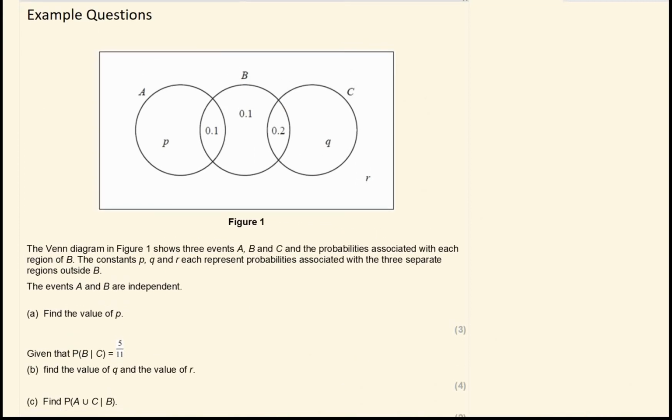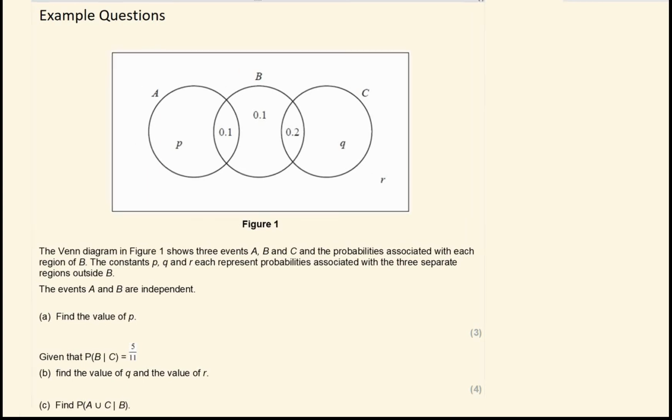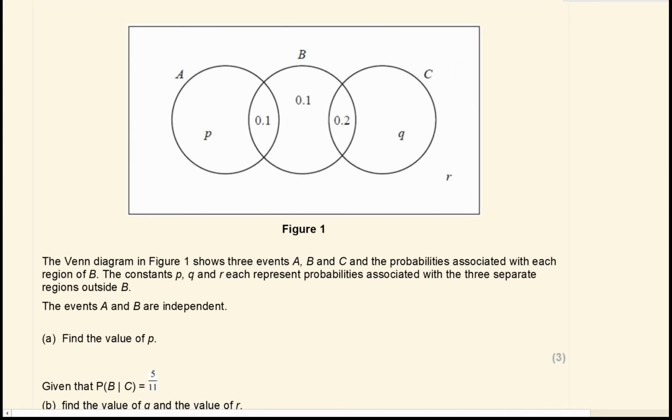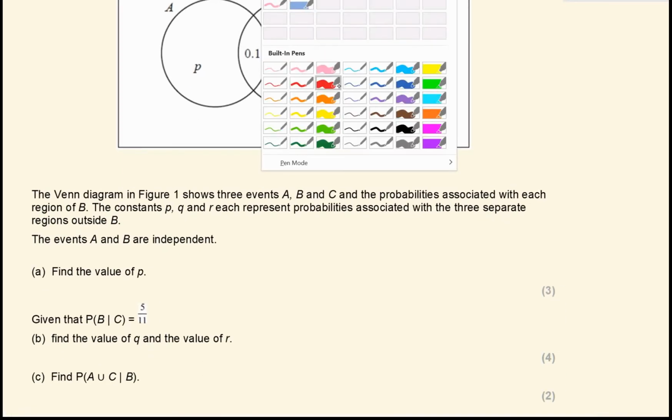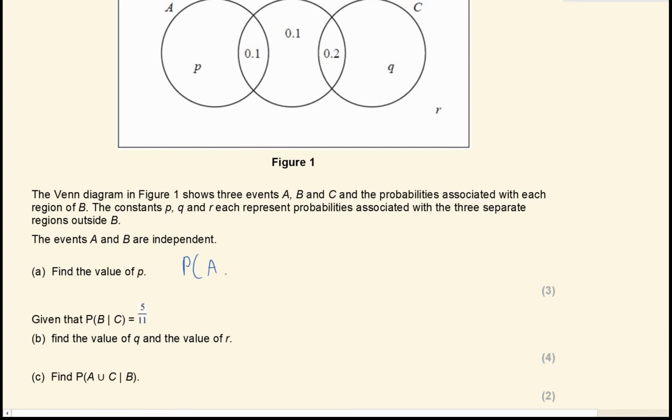Okay, a few more examples to go through, I'm afraid. This question again is super common. So the Venn diagram has 3 events A, B and C, and we have the probability associated with each region. Okay, and we then have constants P, Q and R to work out. And we are told that A and B are independent. So we've got an independence test. That is probability of A and B will equal P(A) times P(B).